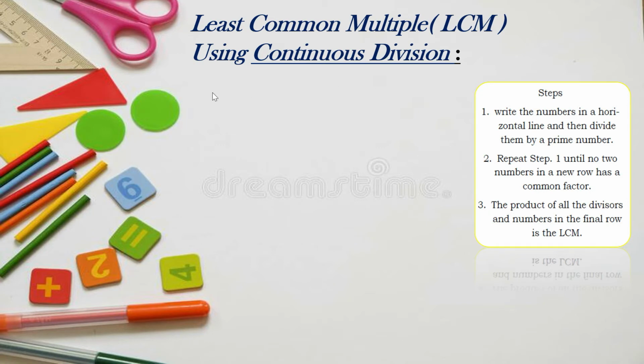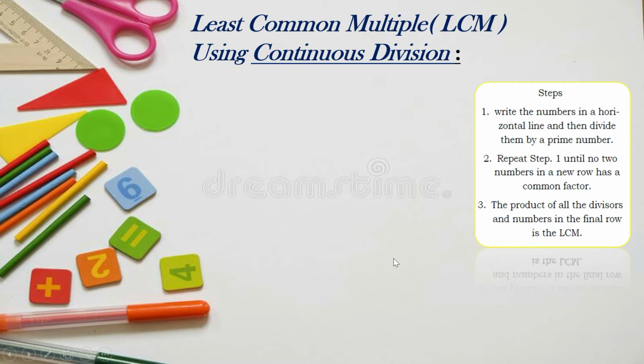Now let us do the least common multiple, or LCM, using continuous division. We again have 3 steps. Write the numbers in a horizontal line and divide them by a prime number. Repeat step 1 until no 2 numbers in a new row have a common factor. Step 3: the product of all the divisors and the numbers in the final row is the LCM. Just as we did the GCF earlier, we will do the same for the LCM.